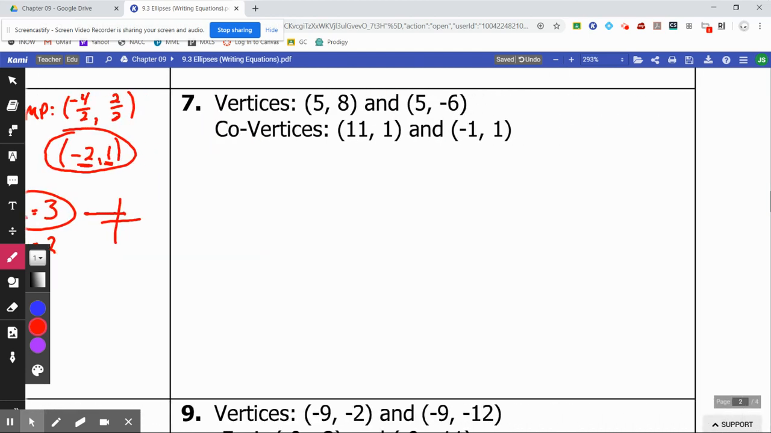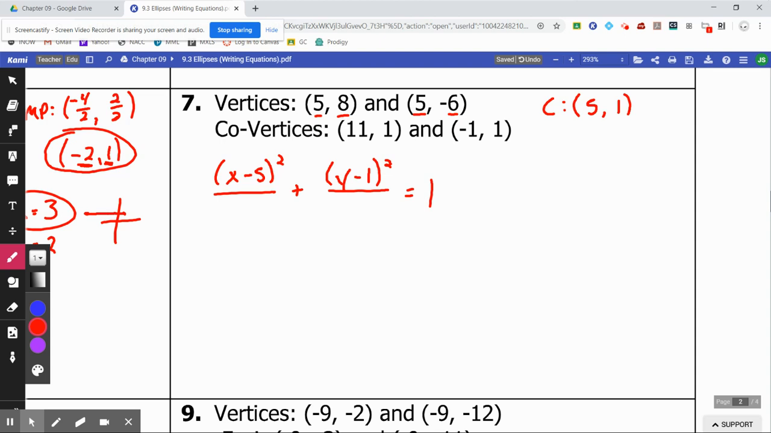First off, again, let's find our center. To find the center, you add your x's, divide by 2. Add your y's, gives you 2 divided by 2 gives you 1. So the center is located at (5, 1). So you have x minus 5, shifts it to the right 5. Y minus 1 would shift it up 1. So there's half of your equation.